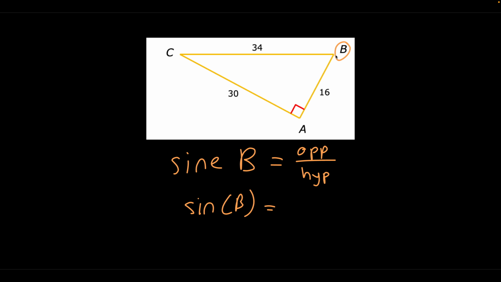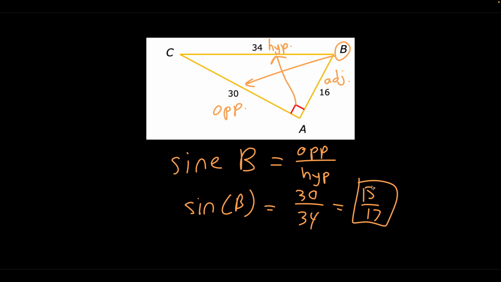So from B, this is the opposite side because it's opposite the angle. The hypotenuse is always across from the right angle, which leaves the adjacent side. Adjacent just means side by side, so it's close to the angle B. So sine is the opposite over the hypotenuse, so that would be 30, the opposite side, over the hypotenuse, which is 34. This can be reduced by 2, leaving you with 15 over 17.